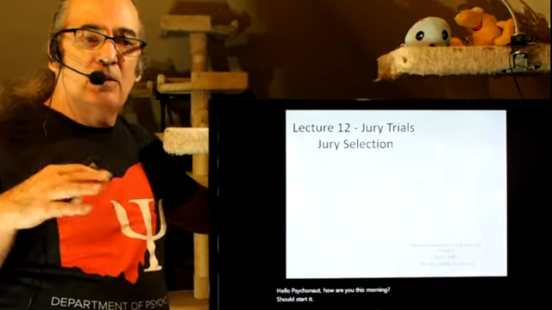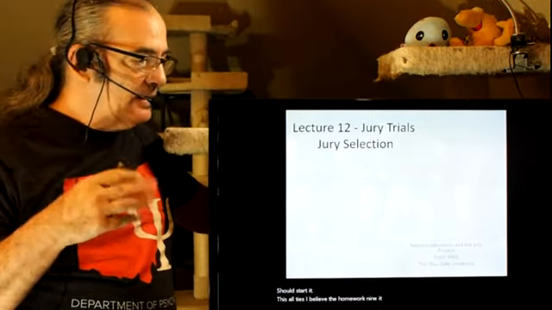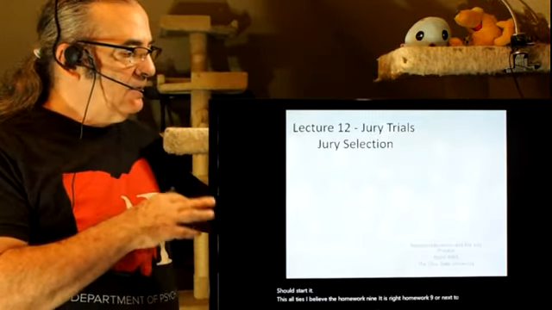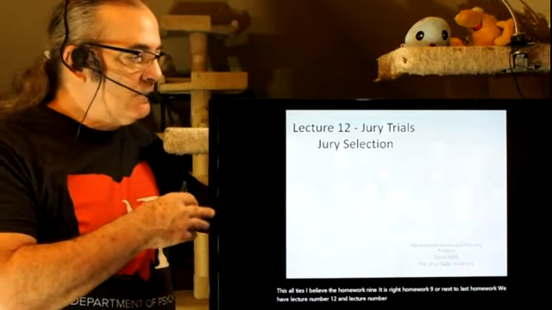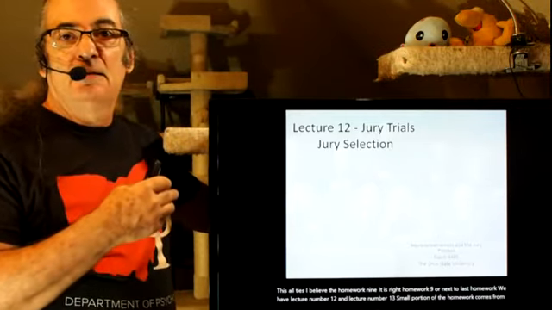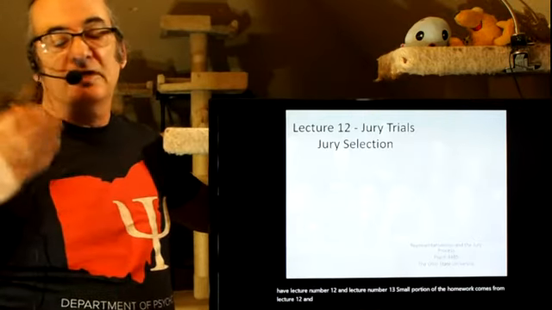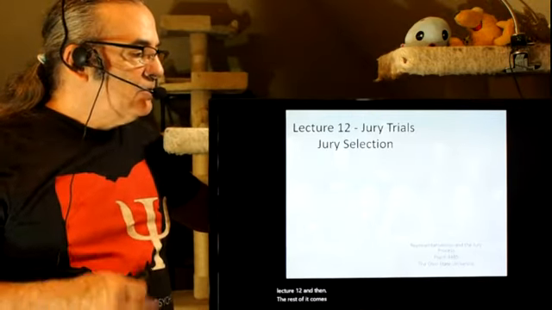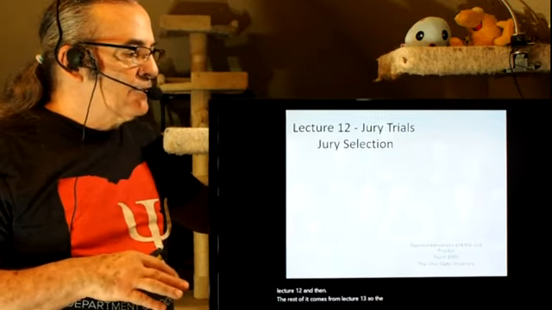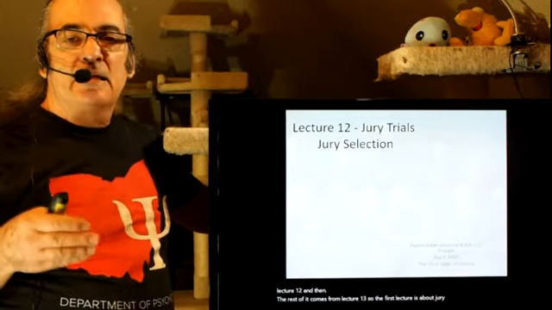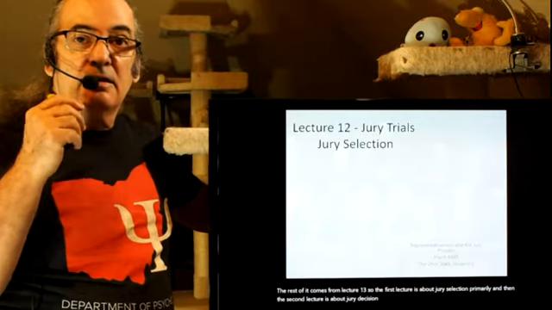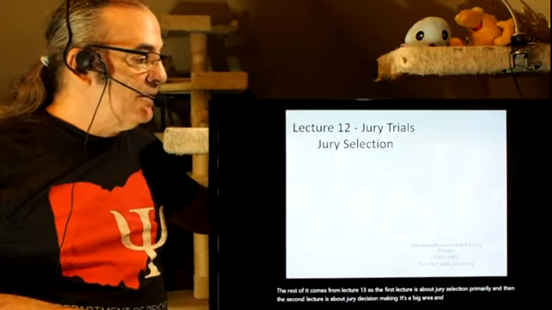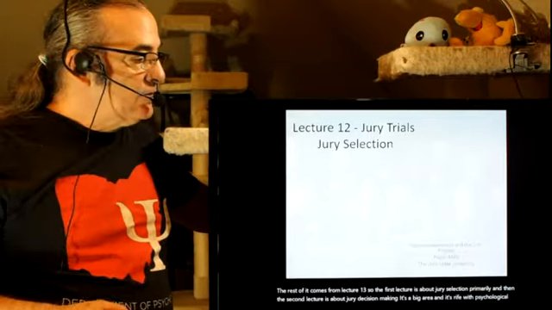This all ties, I believe, to homework 9, right? Homework 9, our next to last homework. We have lecture number 12 and lecture number 13. A small portion of the homework comes from lecture 12, and then the rest of it comes from lecture 13. So the first lecture is about jury selection primarily, and then the second lecture is about jury decision making. It's a big area, and it's rife with psychological implications. So let us get started then.